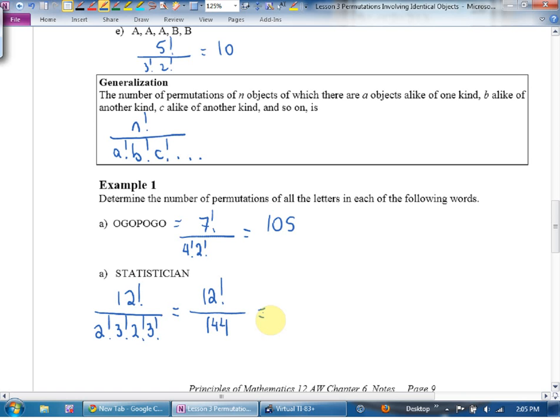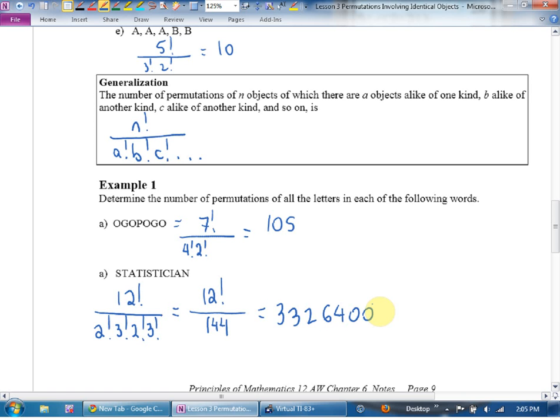Read me the digits, David, one at a time. 3, 3, 2, 6, 4, 0, 0. List them. No! The whole point of this is we don't want to list them. Okay?